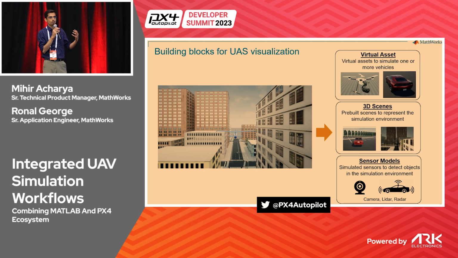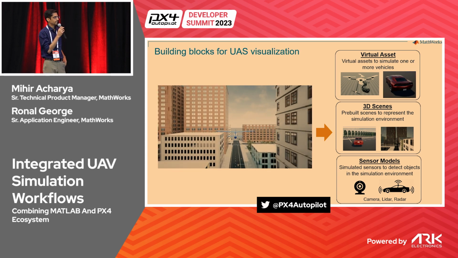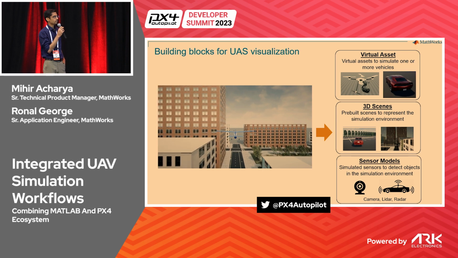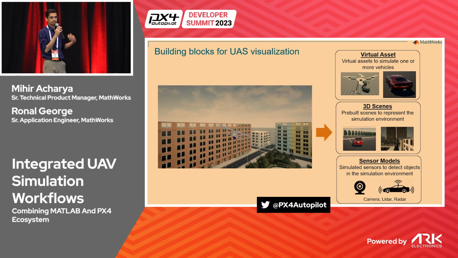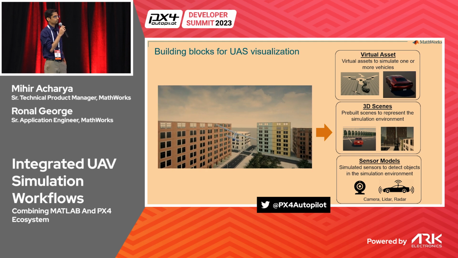So to build a photorealistic virtual environment, really we have 3 simple building blocks here. We need a virtual asset, which is like a flight drone asset. We need 3D scenes, like the city scene. And we need sensor models that are equipped on this drone to detect the environment data. And we can get all these from Simulink pre-built and integrate it with Unreal Engine to visualize a scene something like this.